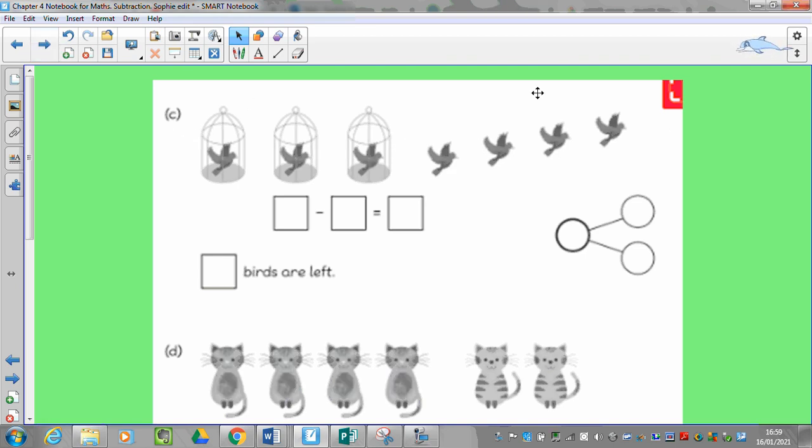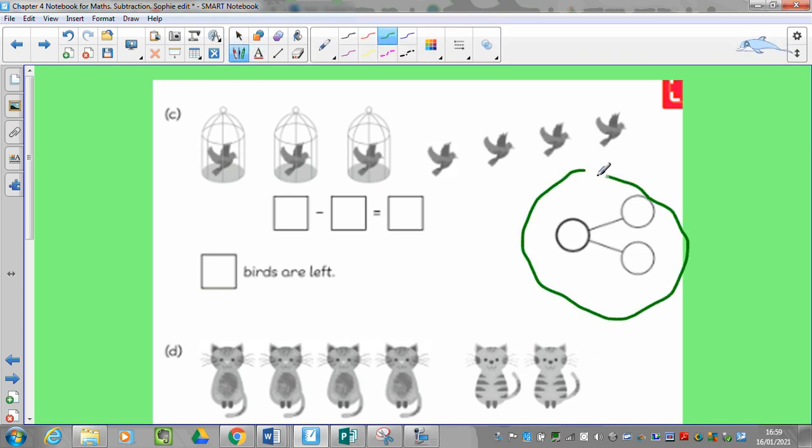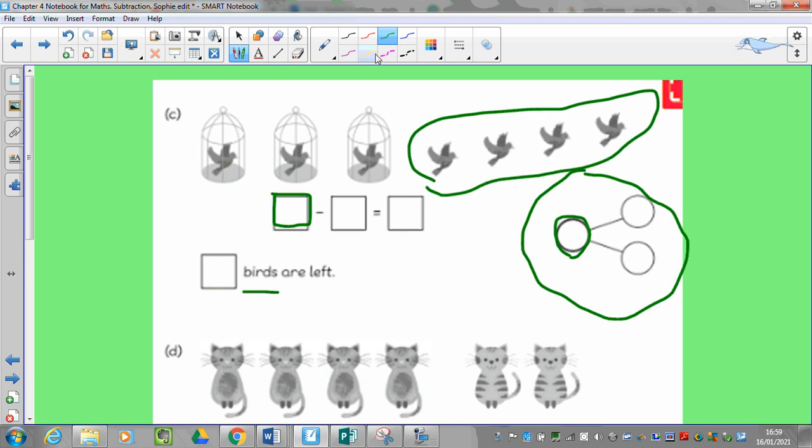Okay, as the questions get a bit more tricky then, you need to work out how many there are altogether, which goes in our whole number here. You're going to fill out your part whole model first. When you have that information, you can use our whole number to be the first number. Then make sure you are working out the right thing to go in this box. So it's looking for how many birds are left when these have flown away. So you're not looking for this number, you're actually looking for this number. Okay, so make sure you're reading the questions properly.